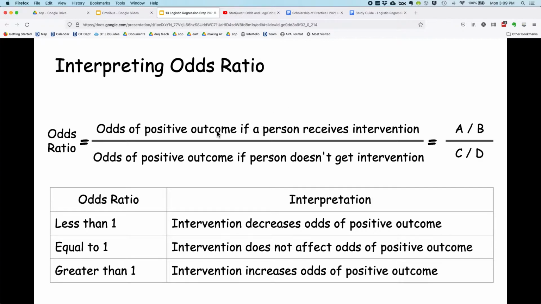And if the odds are about the same for both groups, you'll get an odds ratio about equal to 1. And that means whatever you're comparing between the two groups didn't have a big effect on the outcome. If you're much different than 1, either much lower than 1 or much greater than 1, then whatever you're studying did have a big impact on the odds of a positive outcome.